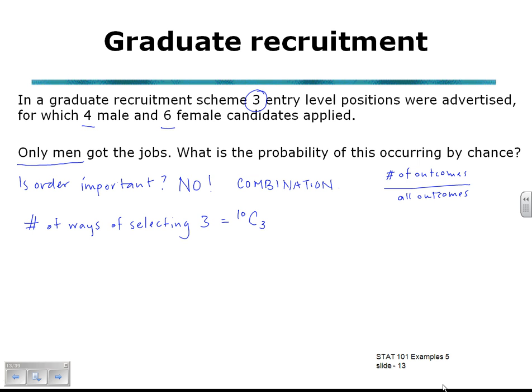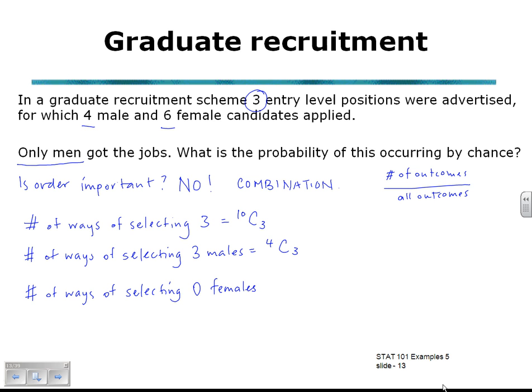The question says that only men got the jobs: 3 jobs, 3 men, but 3 men out of a possible 4. So we're interested in the number of ways of selecting 3 males from a possible 4, which is 4 choose 3. We chose 3 males, so how many females did we choose? None. We need the number of ways of selecting 0 females from a possible 6, which is 6 choose 0. Those are all the combinations we require for this question.